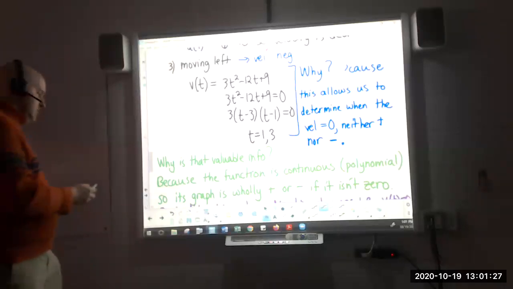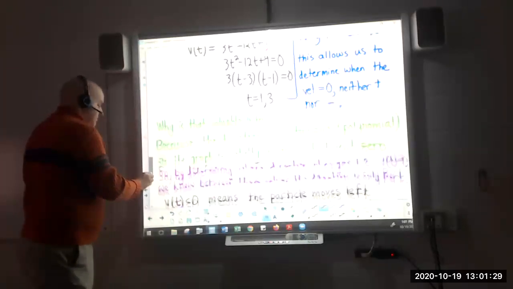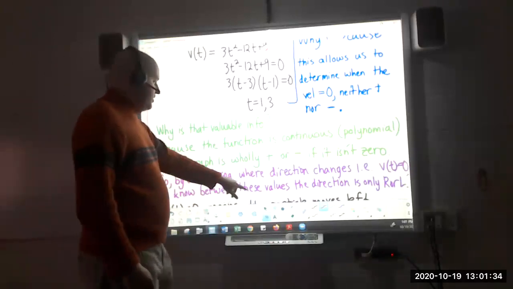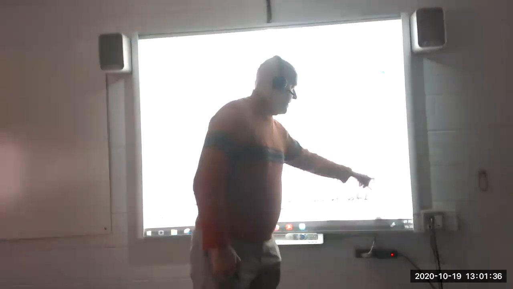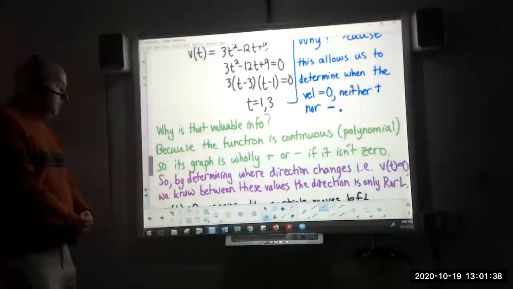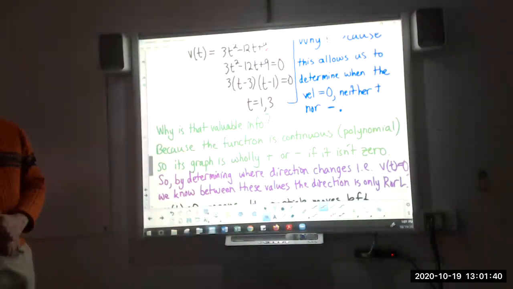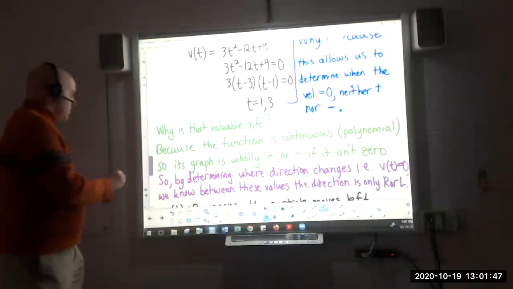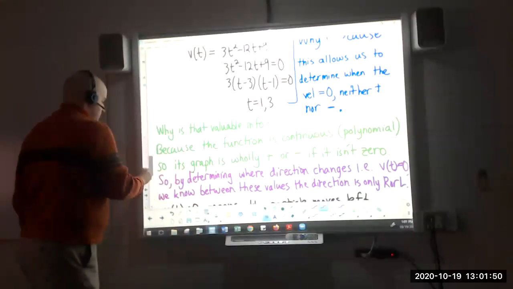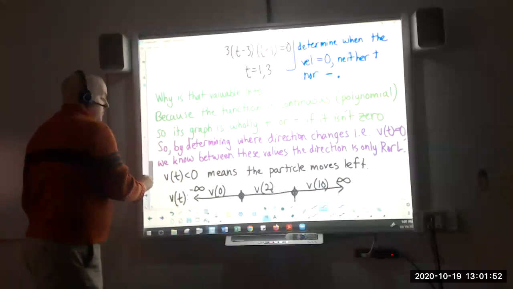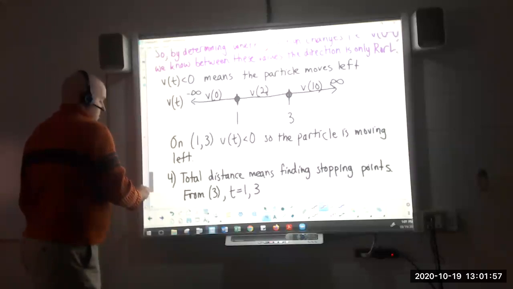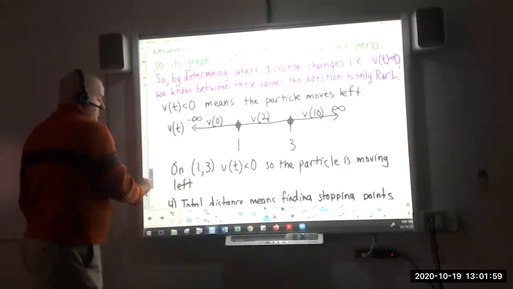So the function's continuous, which means if we determine the direction changes or points of rest, that is where the velocity is 0, we know that in between that, there's only 2 possibilities. If you're not 0, you're moving right or you're moving left. So that was my logic for doing this. So to finish up here, I wrote my workout like this.